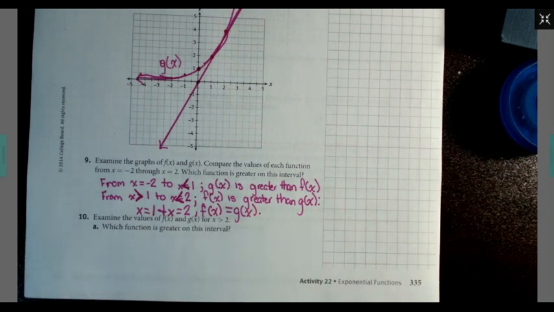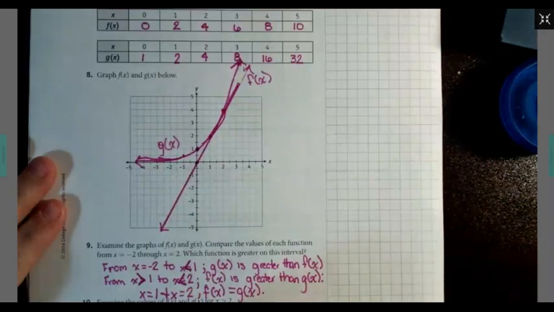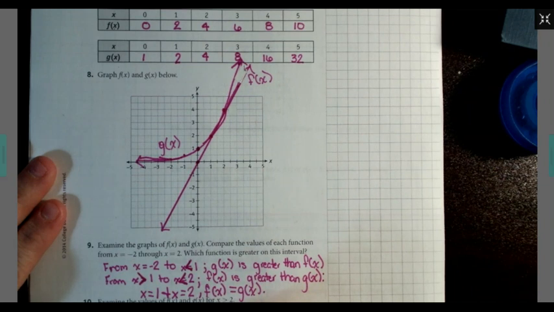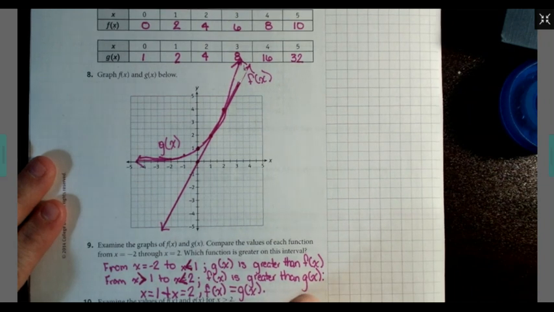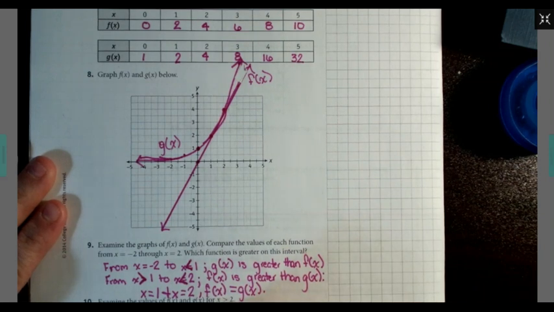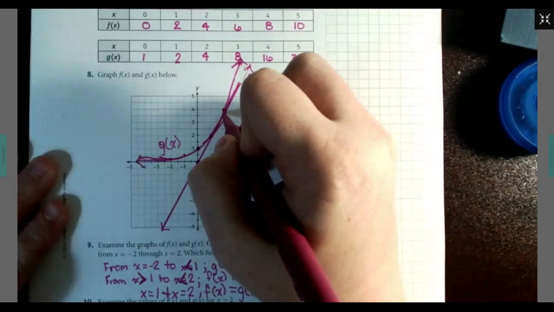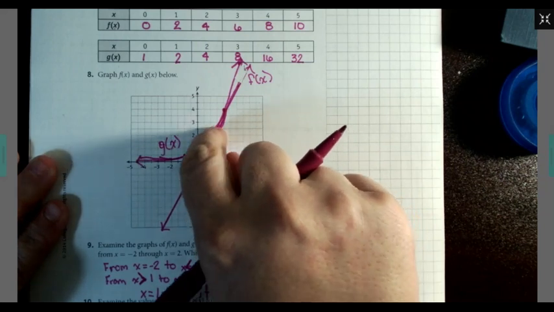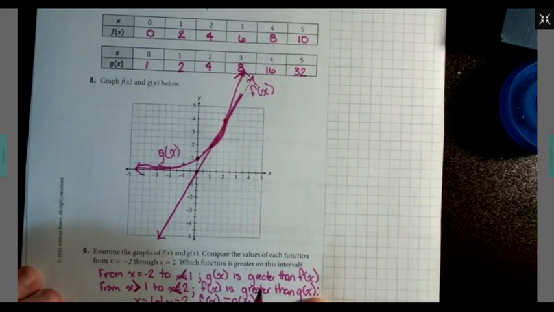Examine the values of f of x and g of x for x greater than 2. Which function is greater on this interval? Anything above 2, when x is greater than 2, g of x is always greater than f of x. So it's just in this little section right here that g of x is below the line, and at those 2 points, they're equal to each other.